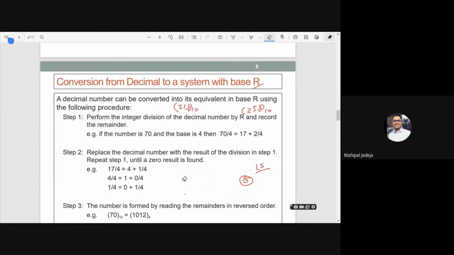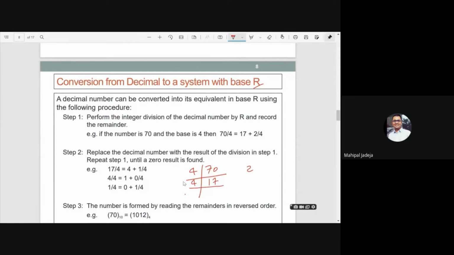Let's say I want to convert this number into base 4, and the given number is not, let's say, 253, but 74. Sorry, 70, let's say. So then what I need to do, again, I will follow the same process. I will divide 70 by 4. So 17 times 4 is nothing but 68. So the remainder is 2, so I will write down the remainder here. Okay. And now I will repeat the same process.